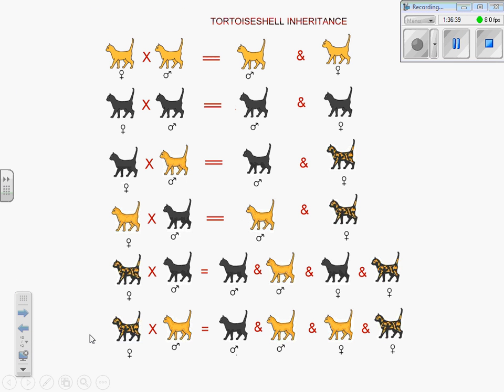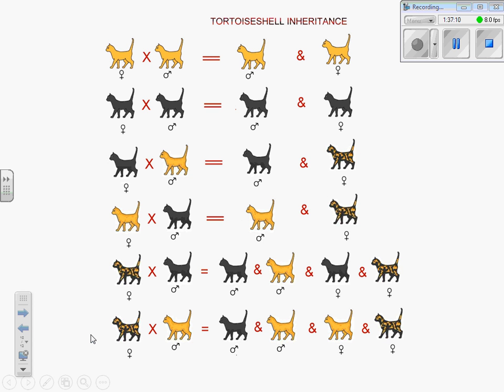And those are your possible combinations. So if you were to cross a ginger female with a ginger male, you will only get ginger kittens, all right, because they've only got ginger alleles between them. Similarly, with black female, black male, you'll only get black kittens. Because of this codominance, it means the female's got to have two black alleles, all right, the male will only have one.